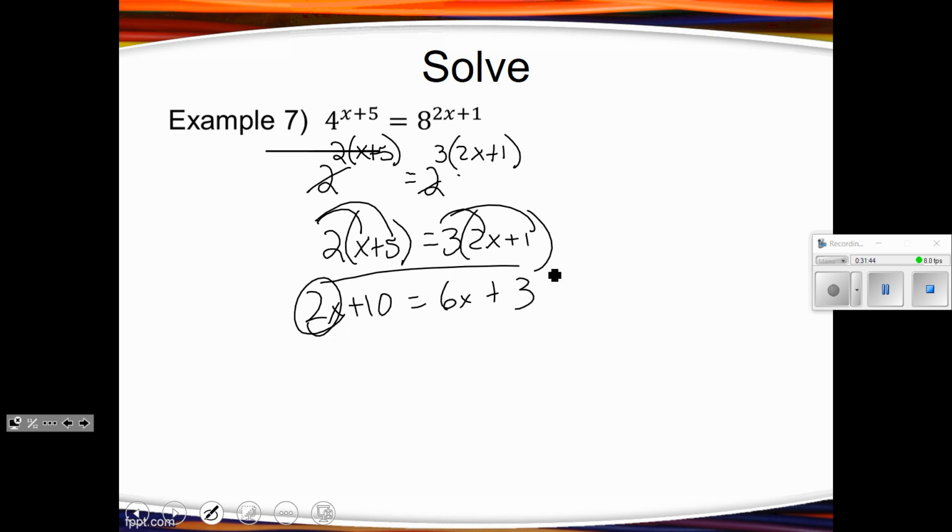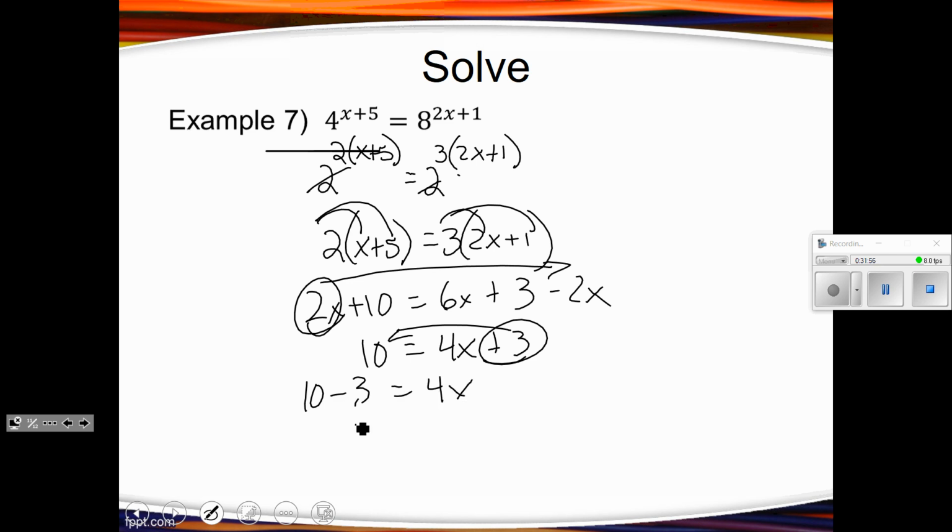I'm going to move the 2x over here and subtract 2x. So 10 is equal to 4x plus 3. And then I'm going to move the 3 over here and subtract 3. So 7 is equal to 4x. And we divide by 4, so x is equal to 7 over 4.